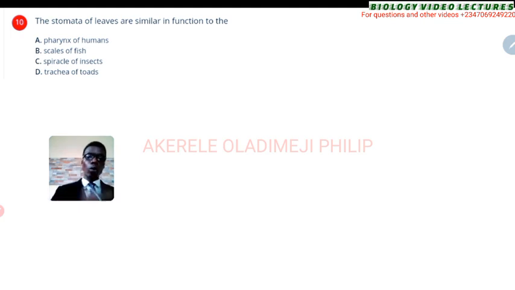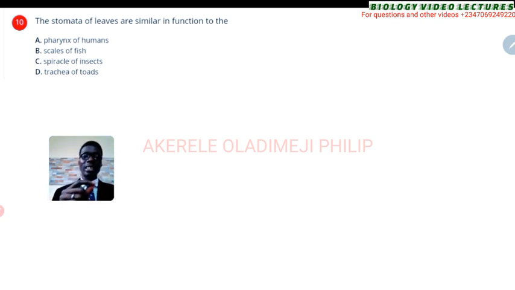So from what I've just said, what do you think it represents? It represents pharynx of humans, scales of fishes, spiracles of insects, trachea of toads. It sounds like as if you're talking about the noses, like the nose of plants. And that answer is going to be spiracles.